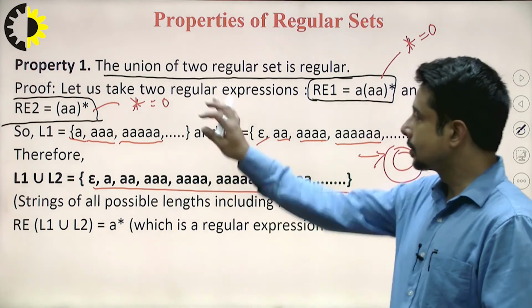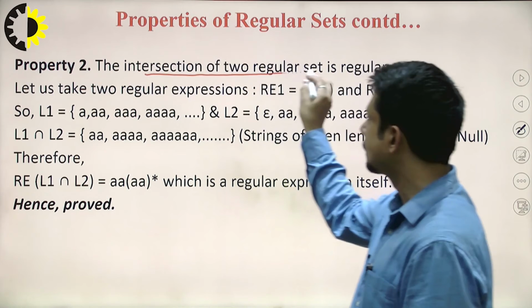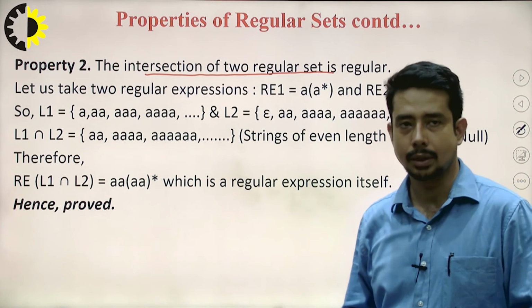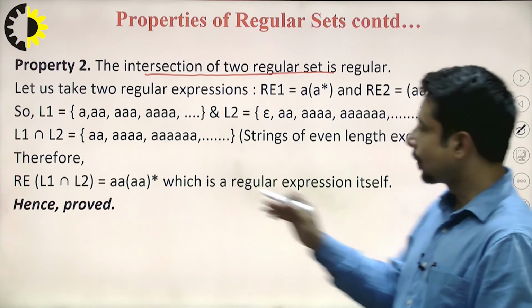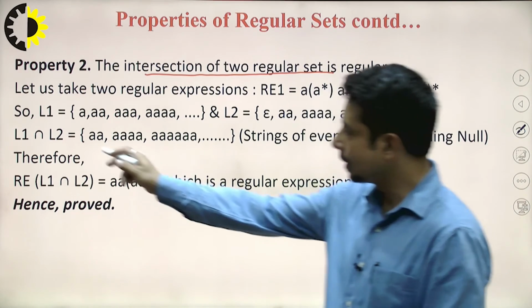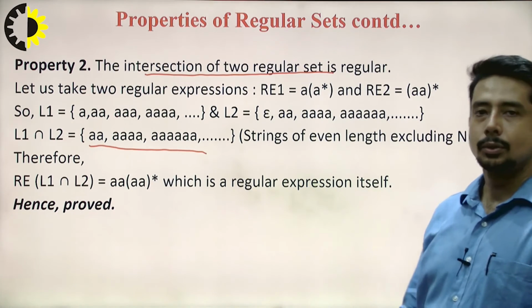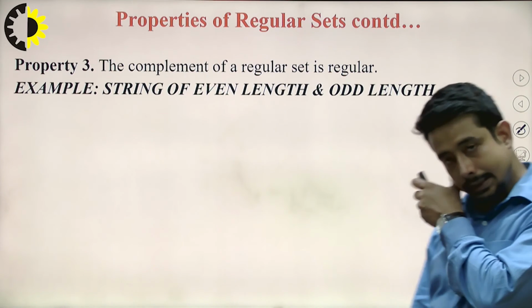Clear? So this is all about property number 1. Property number 2 says that the intersection of two regular sets is always a regular set. We have discussed that if you take the same concept and try to find the intersection of these two things, then you will get a regular expression only. So union is accepted, intersection is also accepted. Let's take the next property.